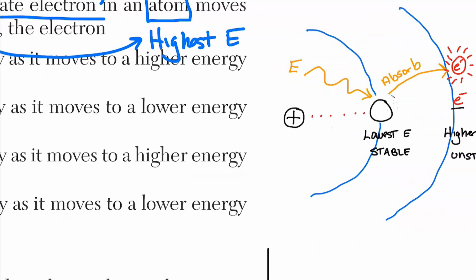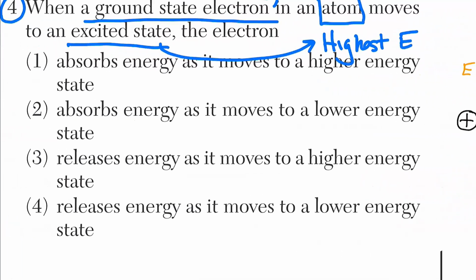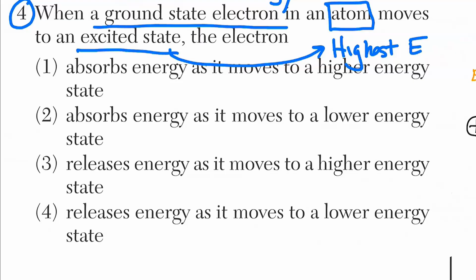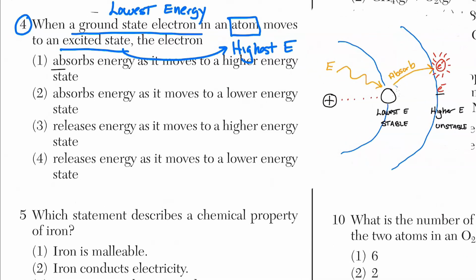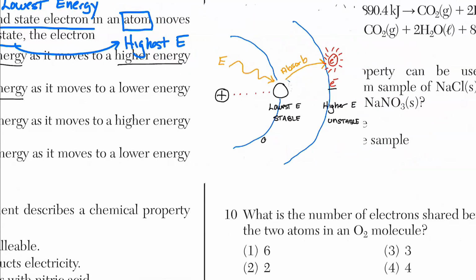In any case, back to the question: when a ground state, lowest energy electron, which we now know is close to the nucleus, moves to an excited state, the electron had to do what? It had to absorb energy. Excited means having high energy, and it moves to a higher energy state. So for you, this was a ground state right here, ground, lowest energy. This is excited. It moved to a higher energy state. So it's important you understand that.